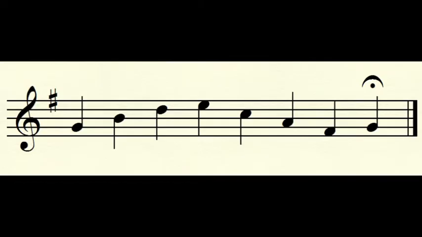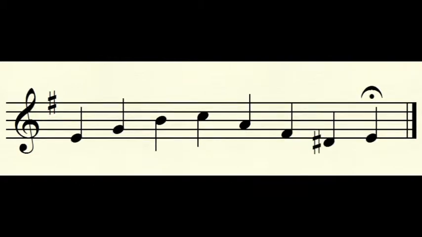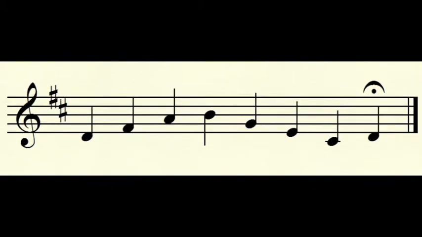You're familiar with some of these. The first one's the G major warm-up, which we've seen before, and it goes sol, si, re, mi, do, la, fa, sol. The next one's the E minor one, and it goes mi, sol, si, do, la, fa, re, mi, using the harmonic minor scale. And the last one's in D major, and it goes re, fa, la, si, sol, mi, do, re.